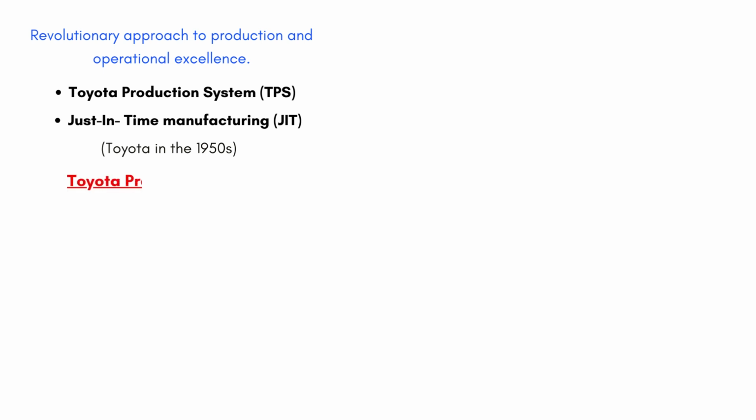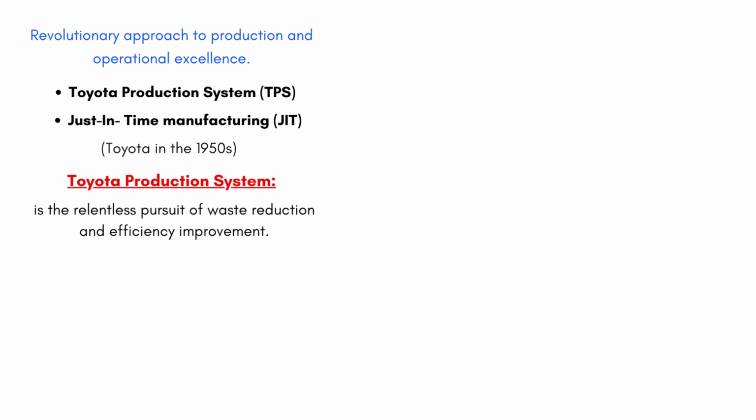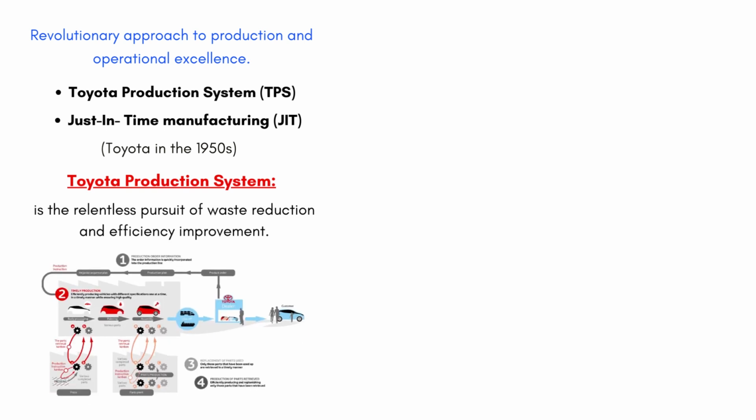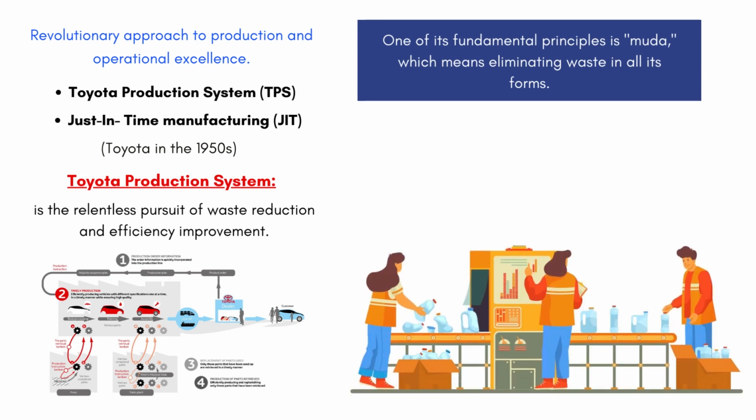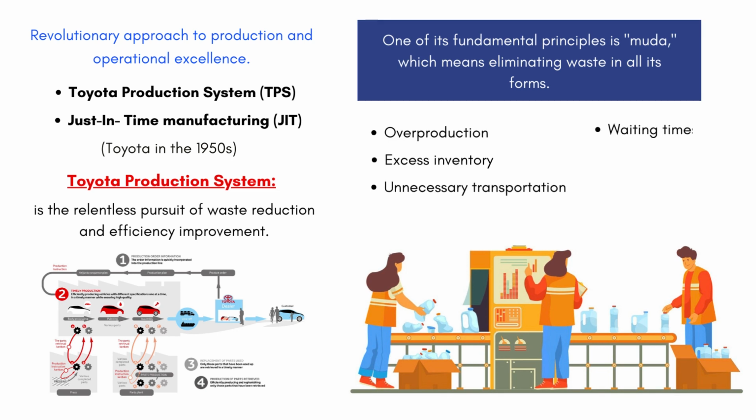At the core of the Toyota Production System is the relentless pursuit of waste reduction and efficiency improvement. TPS was born out of necessity during post-war Japan when resources were scarce, and efficiency was paramount. One of its fundamental principles is muda, which means eliminating waste in all its forms. This includes overproduction, excess inventory, unnecessary transportation, waiting times, overprocessing, defects, and underutilization of employee skills.